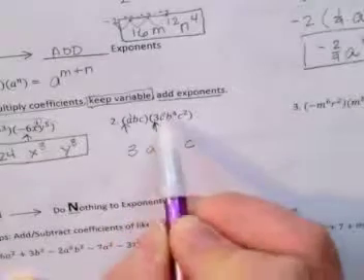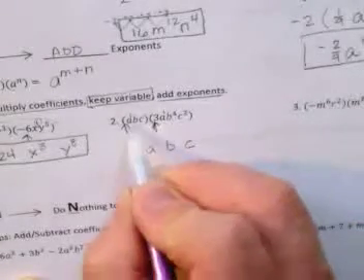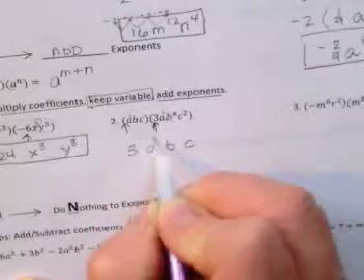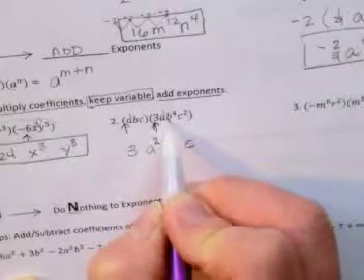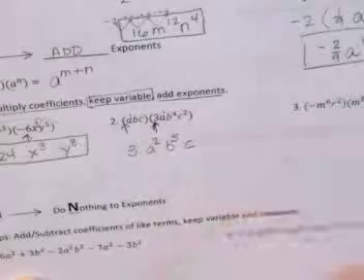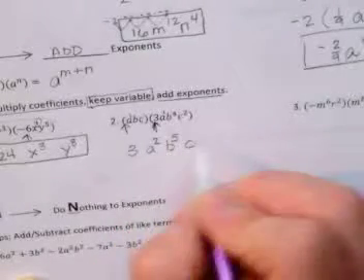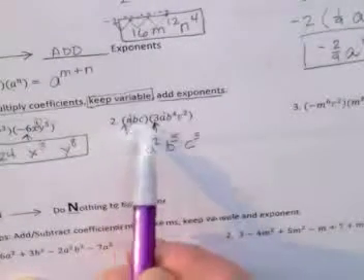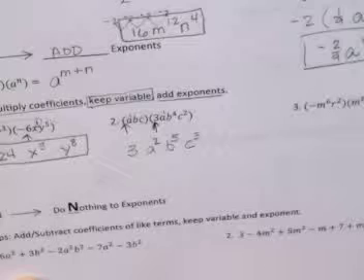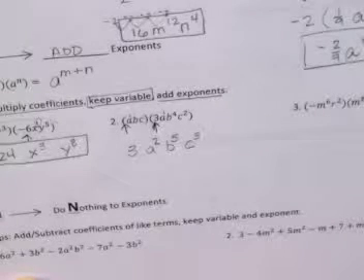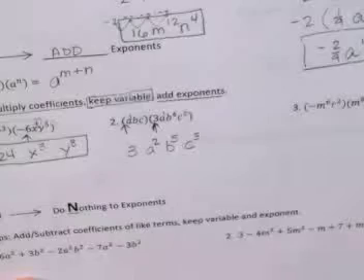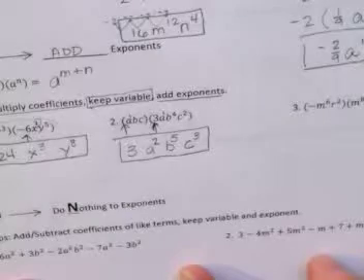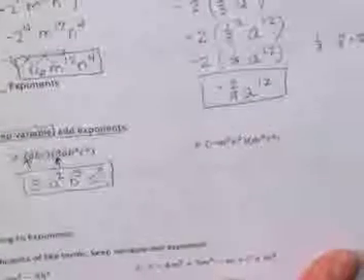So a to the first times a to the first becomes a to the 1 plus 1. B to the first times b to the fourth becomes b to the fifth. And c to the first times c to the second becomes c to the third. So keep in mind, even though there's no exponent written above these letters, when there isn't one, we assume that it's 1. So the answer I want to give for this problem is 3a squared, b to the fifth, c to the third. Let's look at one more example.